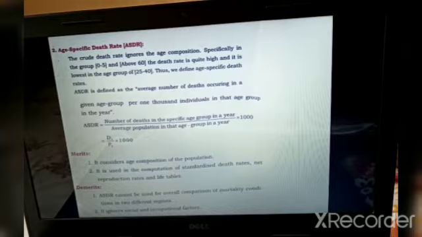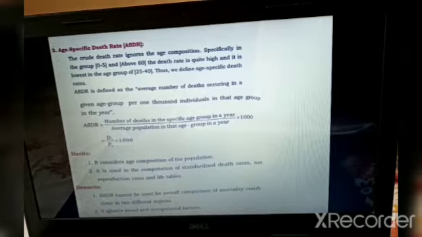ASDR, that is age-specific death rate, is defined as the average number of deaths occurring in the given age group per 1000 individuals in that age group in the year. So the formula to calculate is number of deaths in the age-specific group in a year divided by average population in that age group in a year into 1000. That is D_t divided by P_t into 1000.